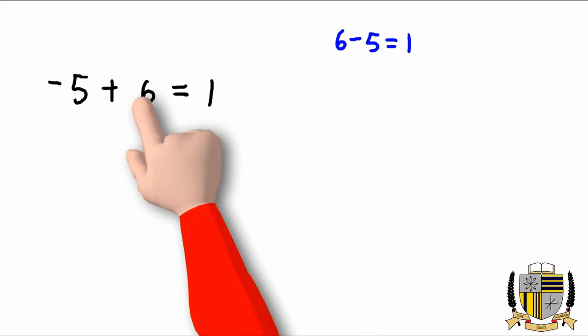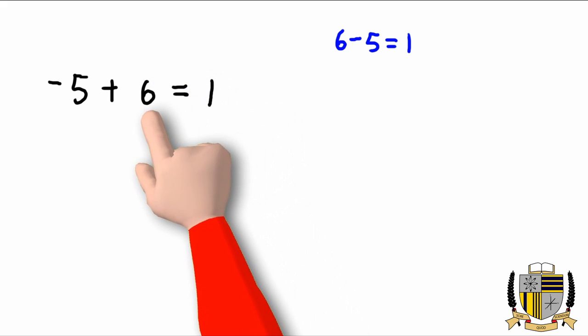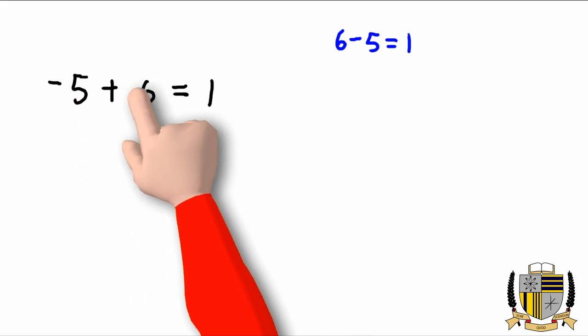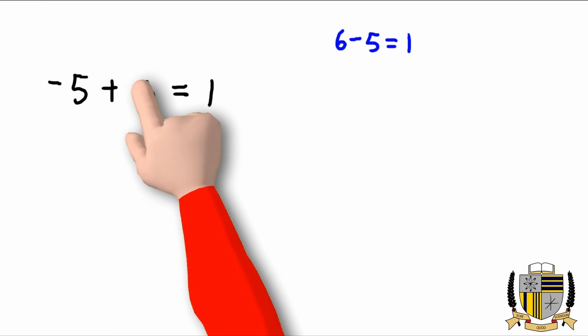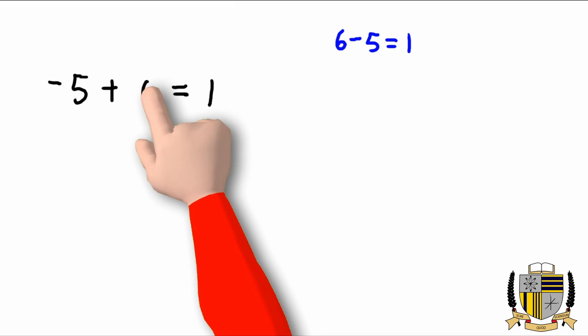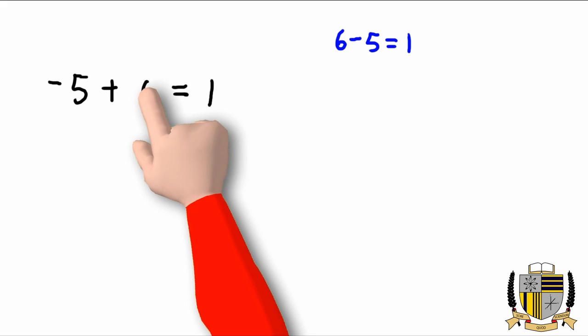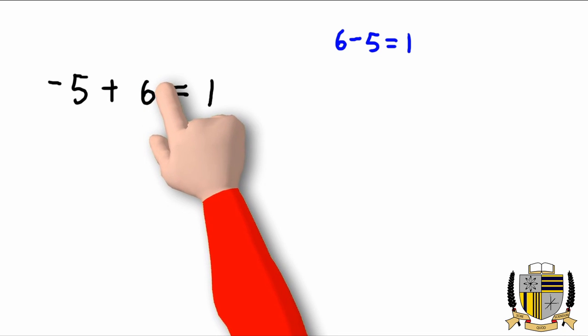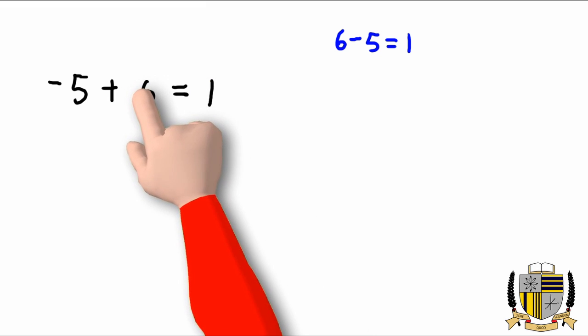And then the sign of the larger number, to be exact, will determine the sign of the answer. We have 5 and we have 6. The 5 has a negative beside it. The 6 is positive. So since we know 6 is larger than 5, that is going to determine that we have a positive 1 because it's a positive 6.